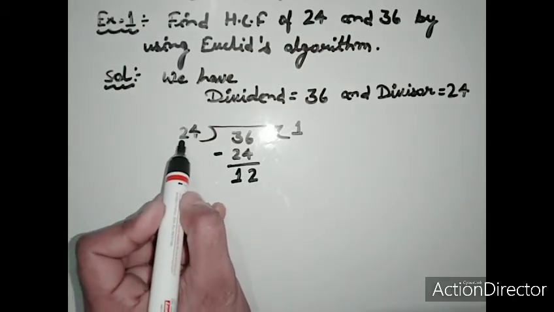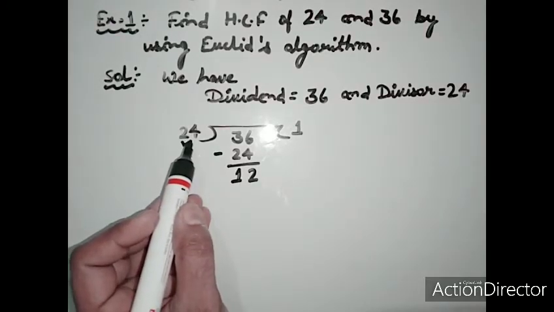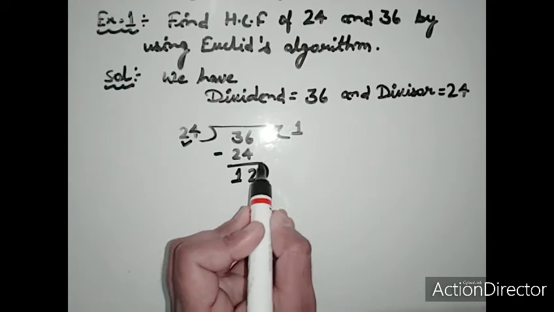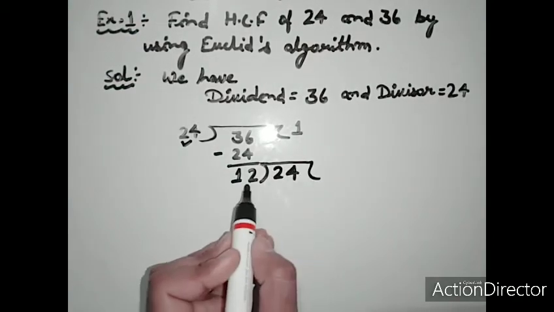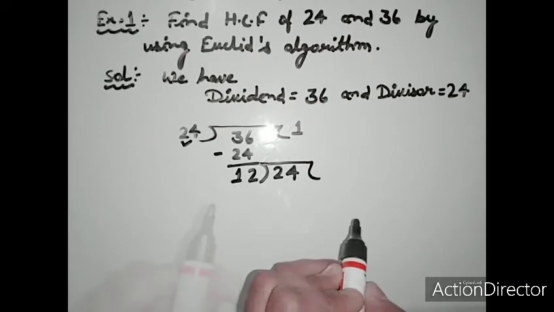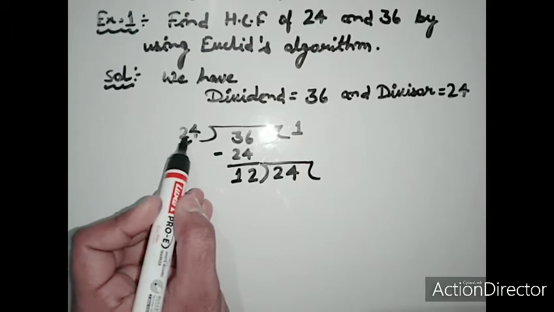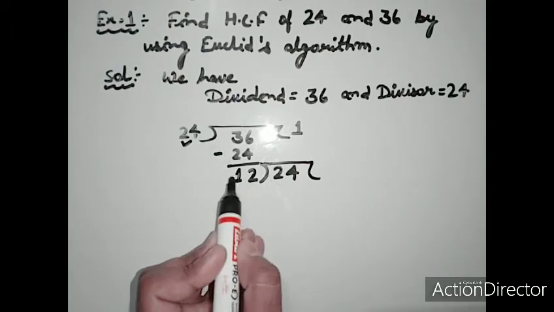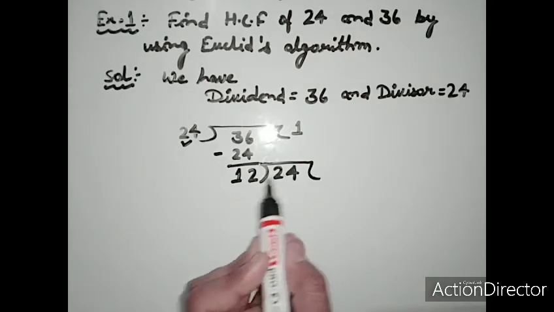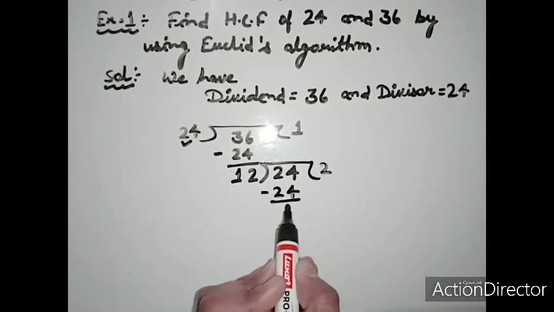Now here 24 is the divisor. So now here we take 24 as a dividend and this remainder 12 as a divisor. Okay students, here again we take 24 as a dividend and this remainder 12 as divisor. Now how many times does 12 divide 24? 12 2s are 24. 24 minus 24 is 0.